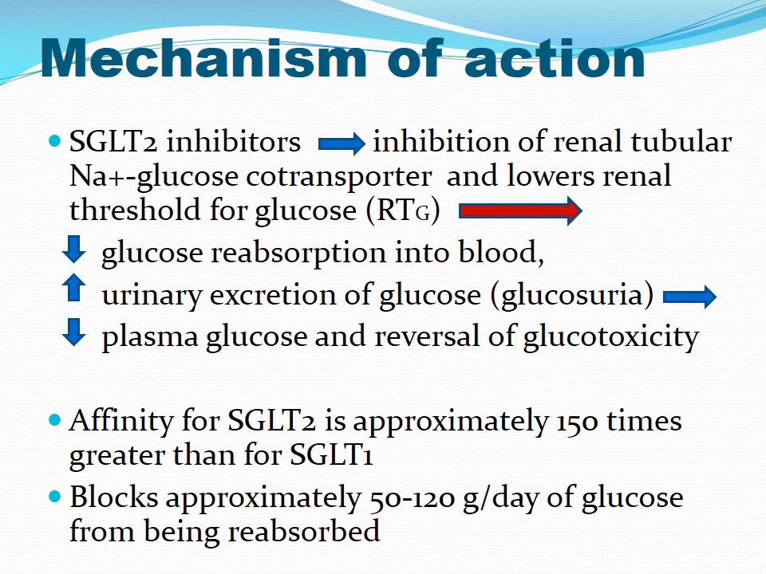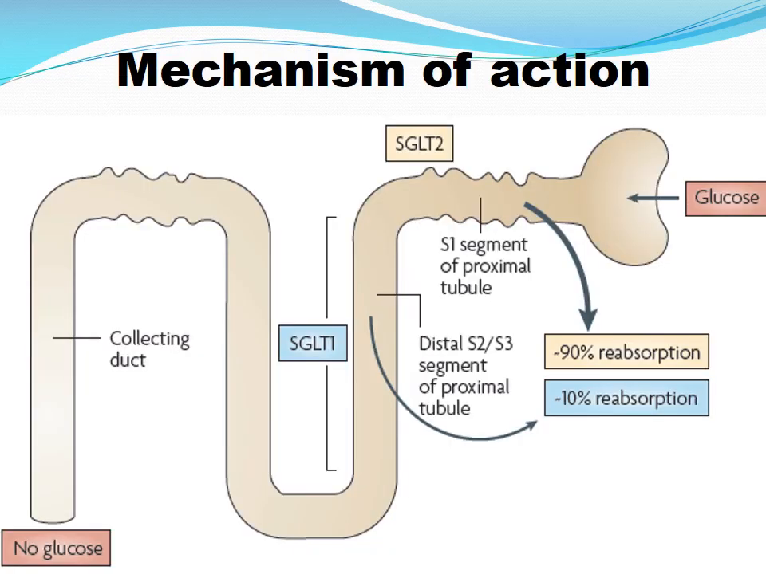The affinity of these drugs to the SGLT2 transporter is approximately 150 times greater than that for the SGLT1 transporter. These drugs block approximately 50 to 120 grams per day of glucose from being reabsorbed into the blood.